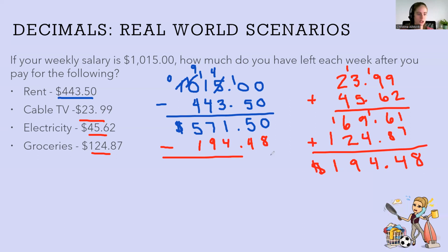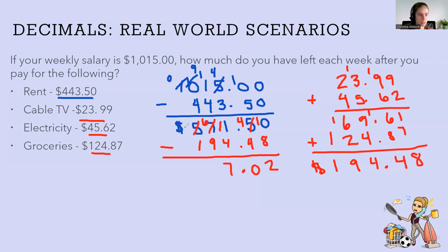and see how much we're going to have left over after those 4 bills. All right, we can't do the 0 minus 8. We need to borrow here, making that a 4. 10 minus 8 is 2. 4 minus 4 is 0. Can't do the 1 minus 4. We need to borrow. 11 minus 4 is 7.